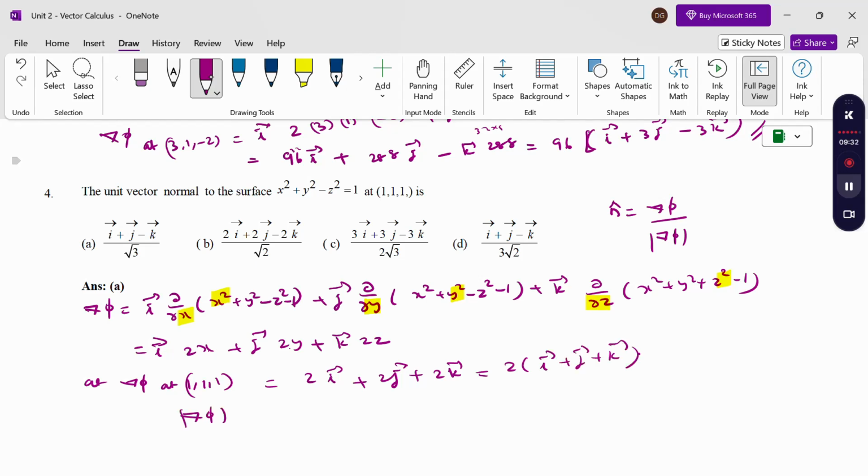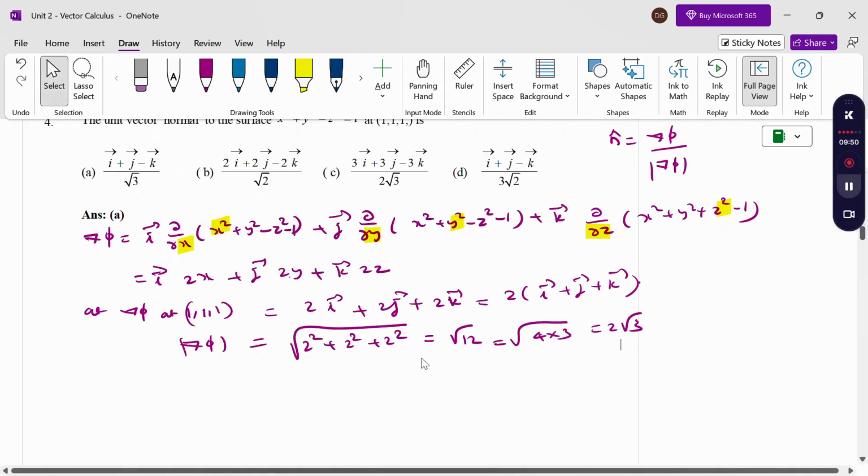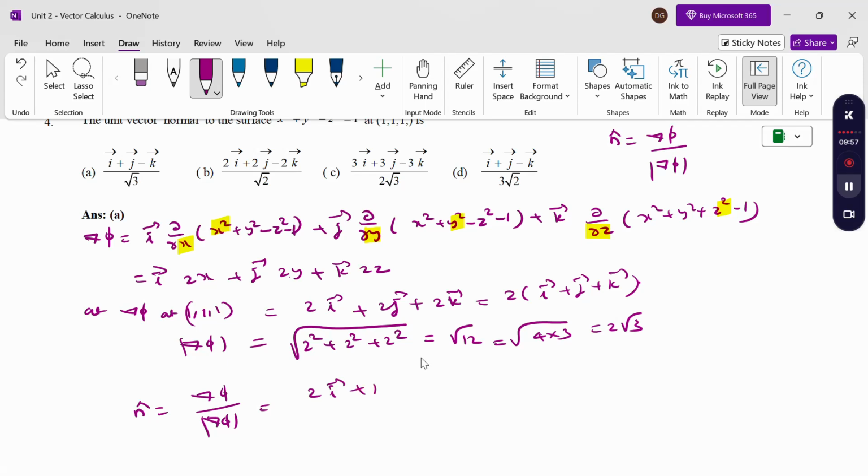Then del phi modulus, every term square, so 2 square, 2 square, 2 square, then square root of 4 plus 4 plus 4, root 12. This is 4 into 3, so 2 root 3. Therefore n cap is nothing but del phi by del phi modulus. So del phi value is 2 into I vector, j vector, plus k vector, divided by 2 root 3. So 2 cancels, I vector, j vector, k vector by root 3.